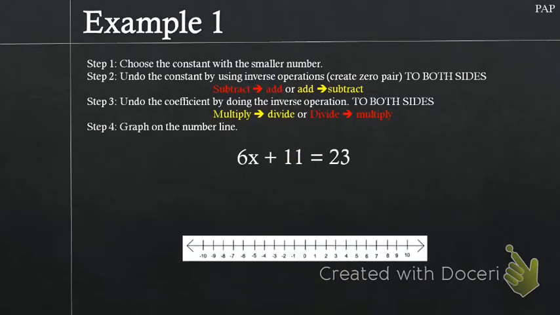Forgot to put the number line up. So we ended up getting x equals 2. All you do for graphing it on a number line with an equation is you just put a dot on 2.